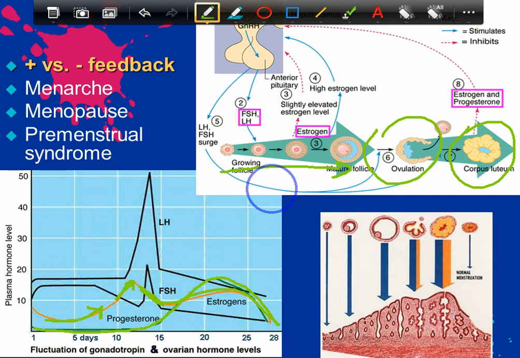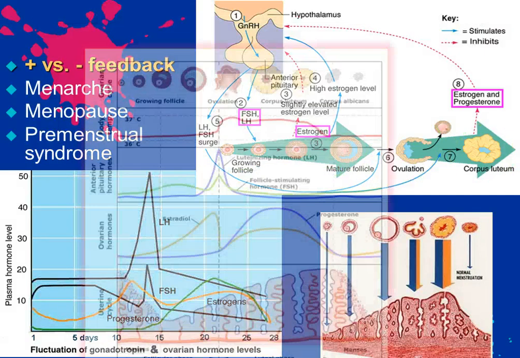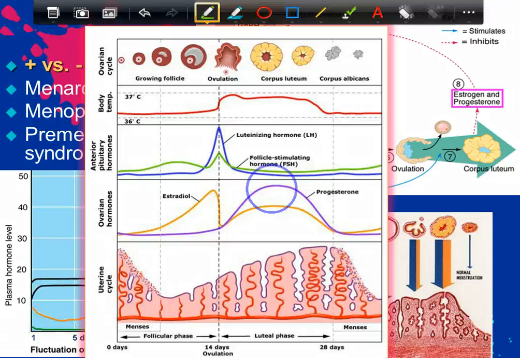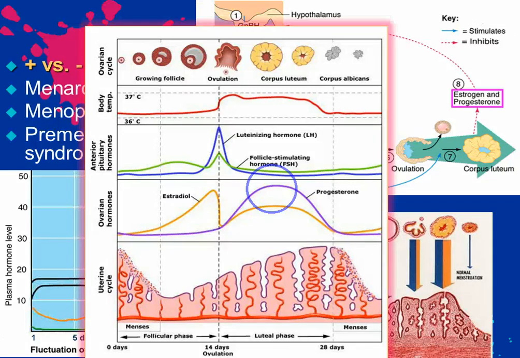These cycles start at a time period called menarche. That happens around puberty. And they end at menopause, which is generally somewhere around 50. And menarche is somewhere around 12, obviously. Okay, I like this because it puts everything together.